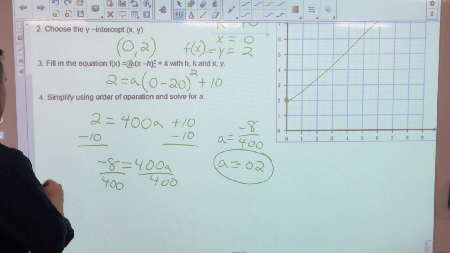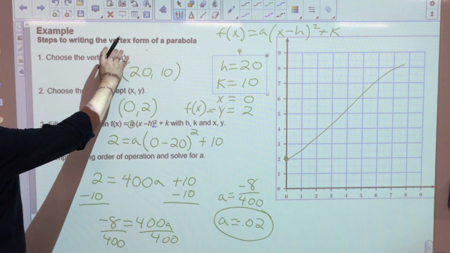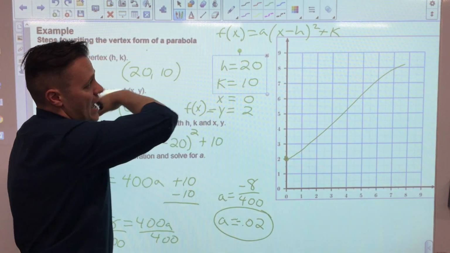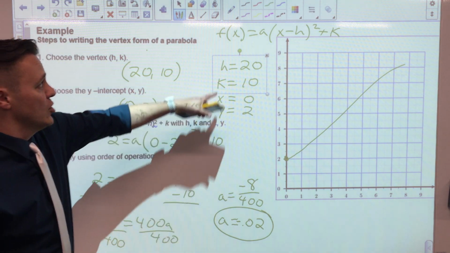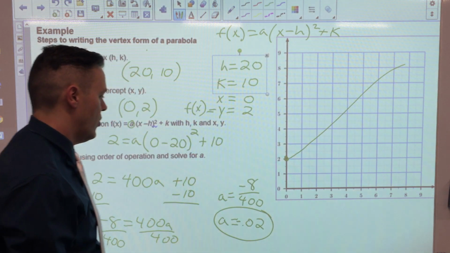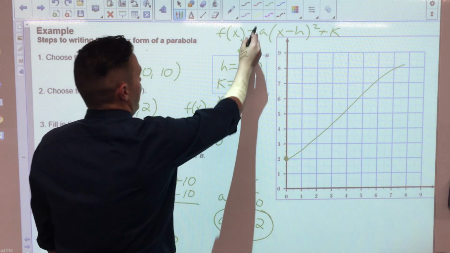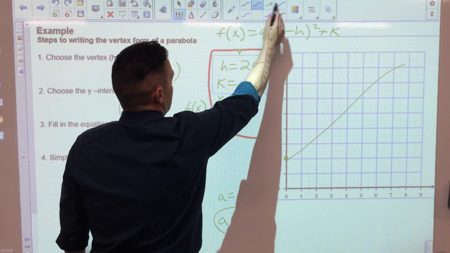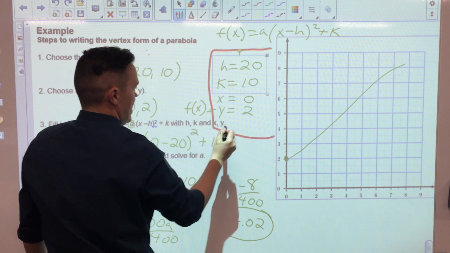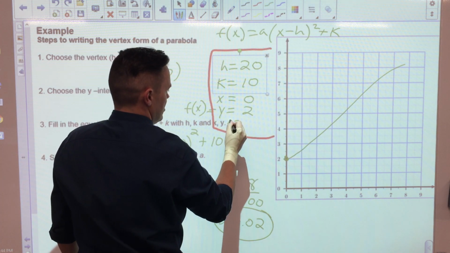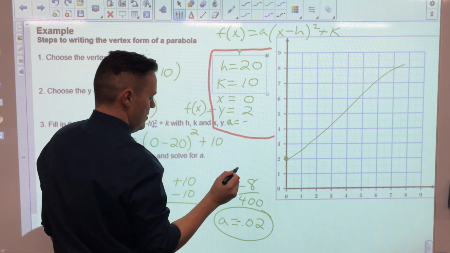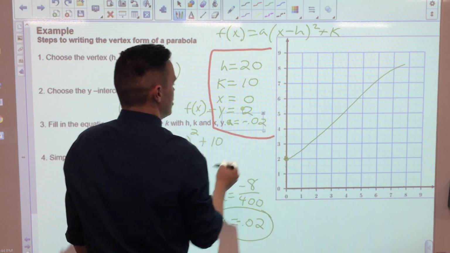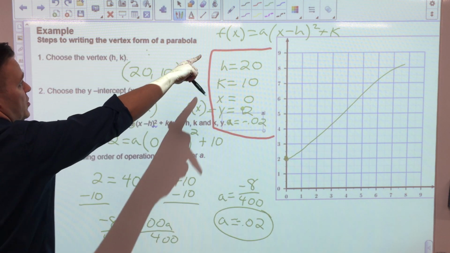So now what you guys are supposed to do, and I can't do it on here because it's gone, okay? At the top of your page, you're supposed to write this equation in vertex form. Okay, so now my a value from this block, if I were to pull it away, the a value now is a equals negative 0.02. So you can fill in the vertex formula.